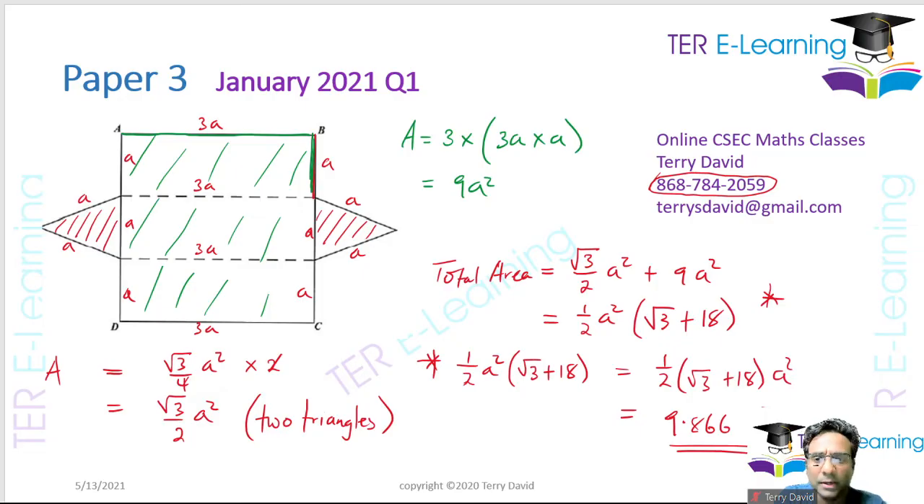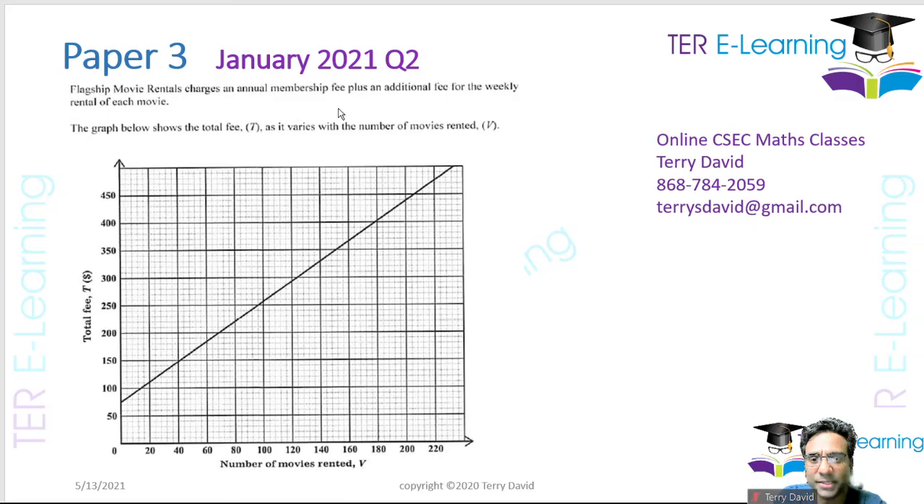So that's question 1. So question 2 now. Flagship movie rentals, right, charges an annual membership fee plus an additional fee for a weekly rental of each movie, right? So I haven't worked this question out before, so hopefully I don't make a mistake. So this is my graph here, and they have the total fee versus number of movies rented.